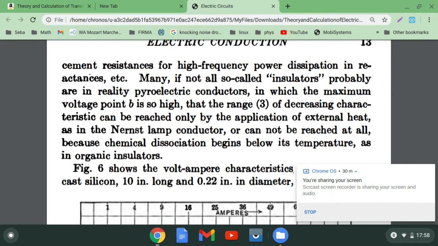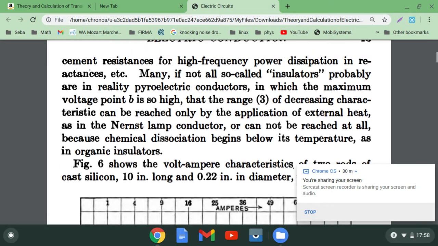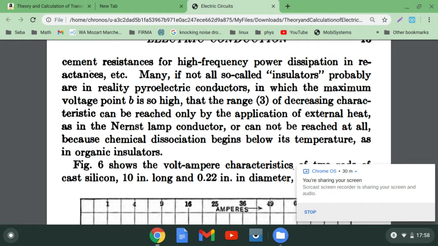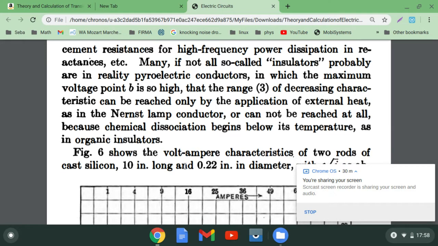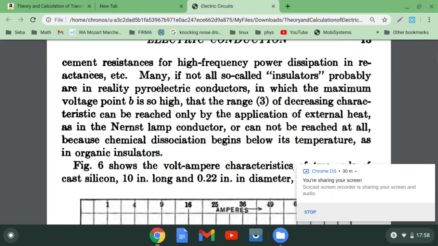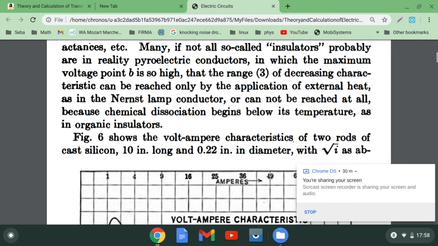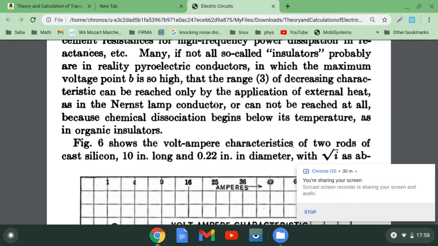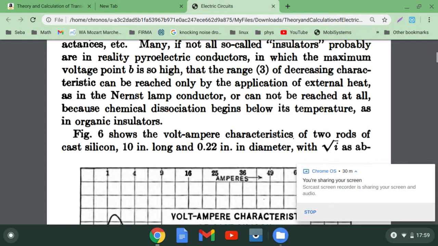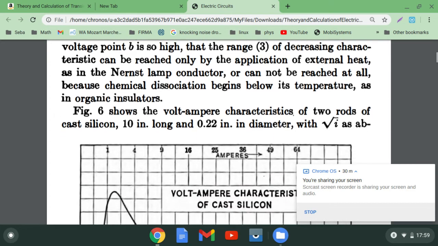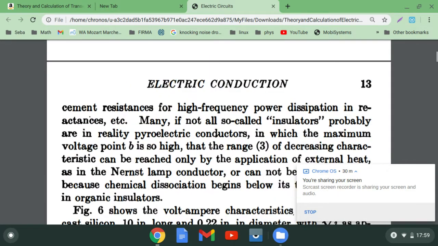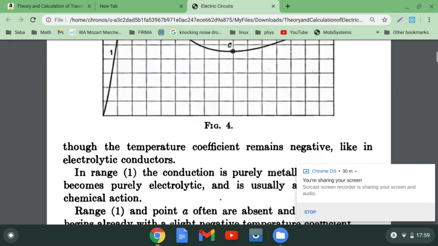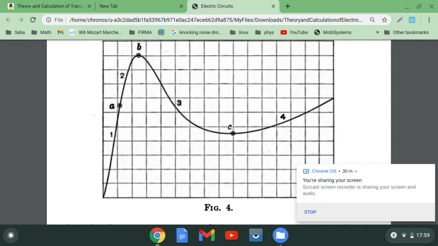power dissipation in reactances. Many, if not all, so-called insulators probably are in reality pyroelectric conductors in which the maximum voltage point B is so high that the range free of decreasing characteristics can be reached only by application of external heat, as in the Nernst lamp conductor, or cannot be reached at all because chemical dissociation begins below its temperature, as in organic insulators. Once again, look at the graph 1, 2, 3, 4, A, B, C.